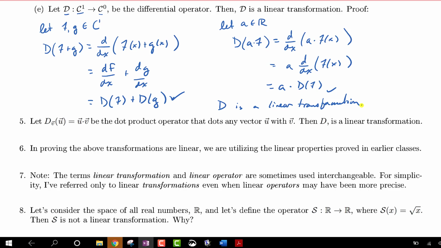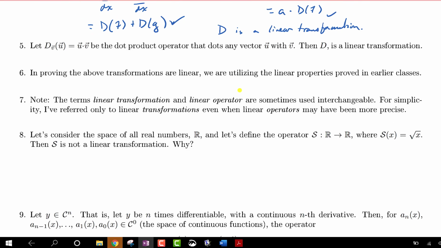And we could repeat this. For example, those of you who have done Calc 3, you've learned about the dot product. If I think of v as some vector that I'm going to hold constant, then I could apply the dot product by v on the right to any vector u, and this behaves linearly by the properties of dot products.